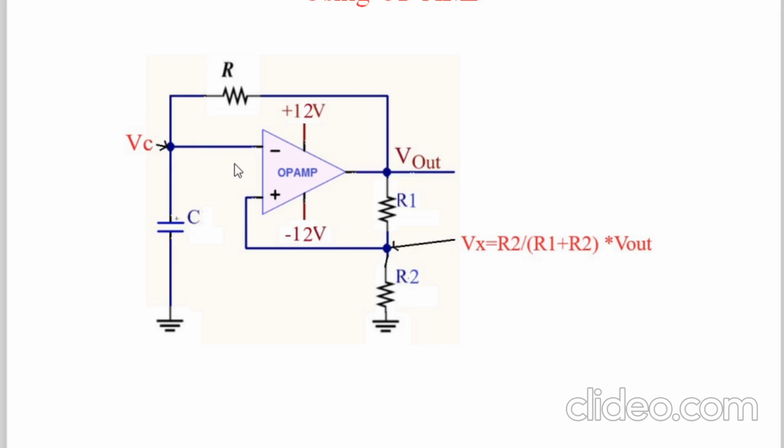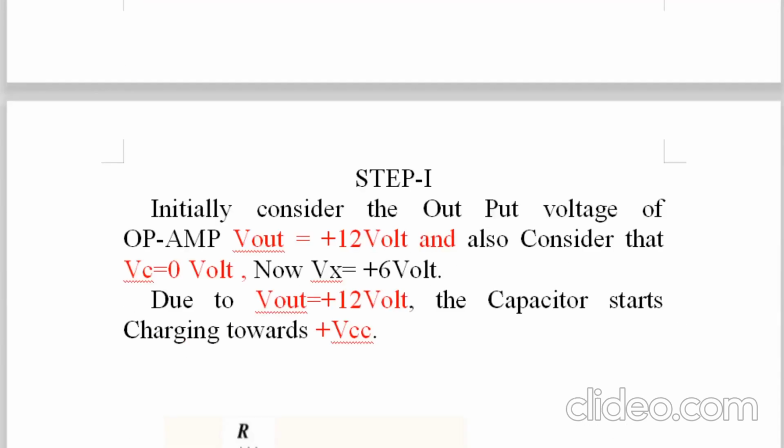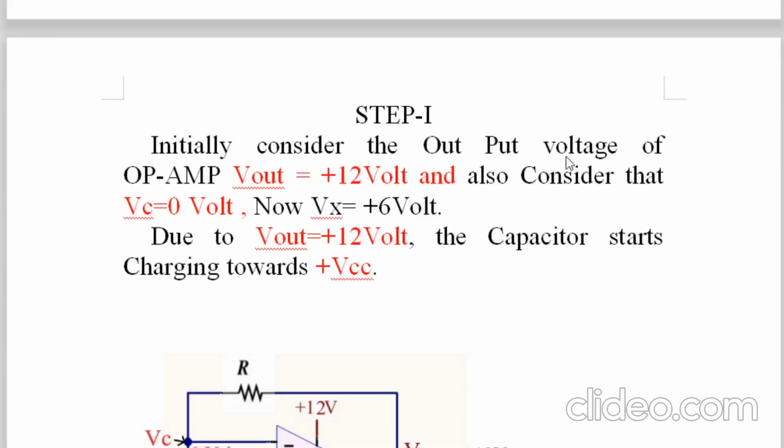this terminal was 0 volt, here a few millivolts come, therefore voltage at non-inverting becomes higher by a few millivolts than voltage at inverting, and output will be HVL. So that is what the initial considerations are. So now proceed for that. Step number 1. Initially consider the output voltage of the op-amp Vout is equal to plus 12 volt. Why that, I told you. And also consider that Vc is equal to 0 volt.